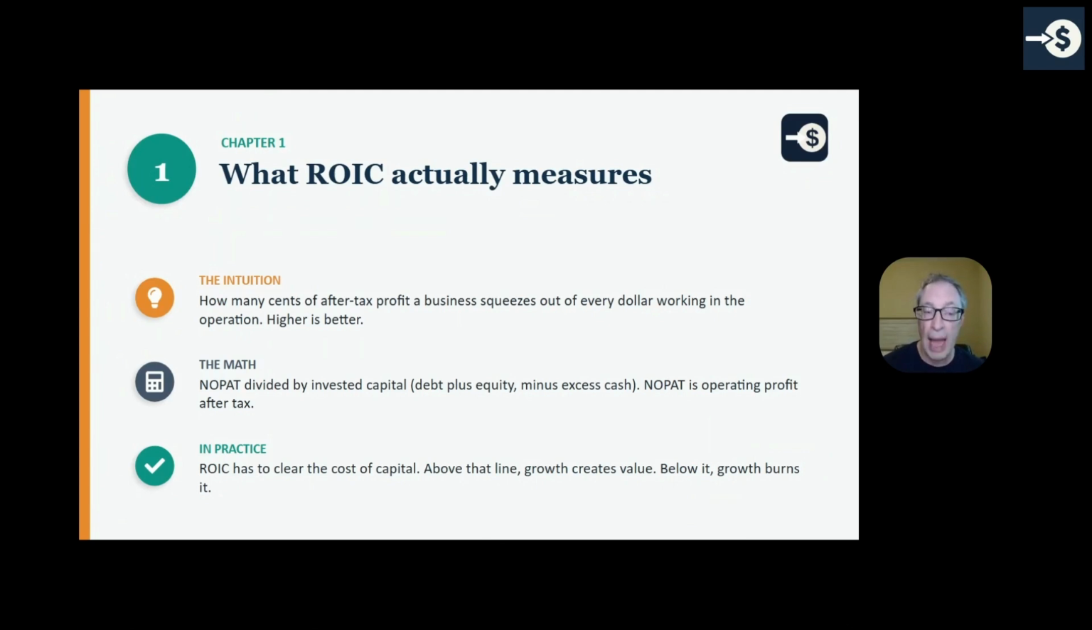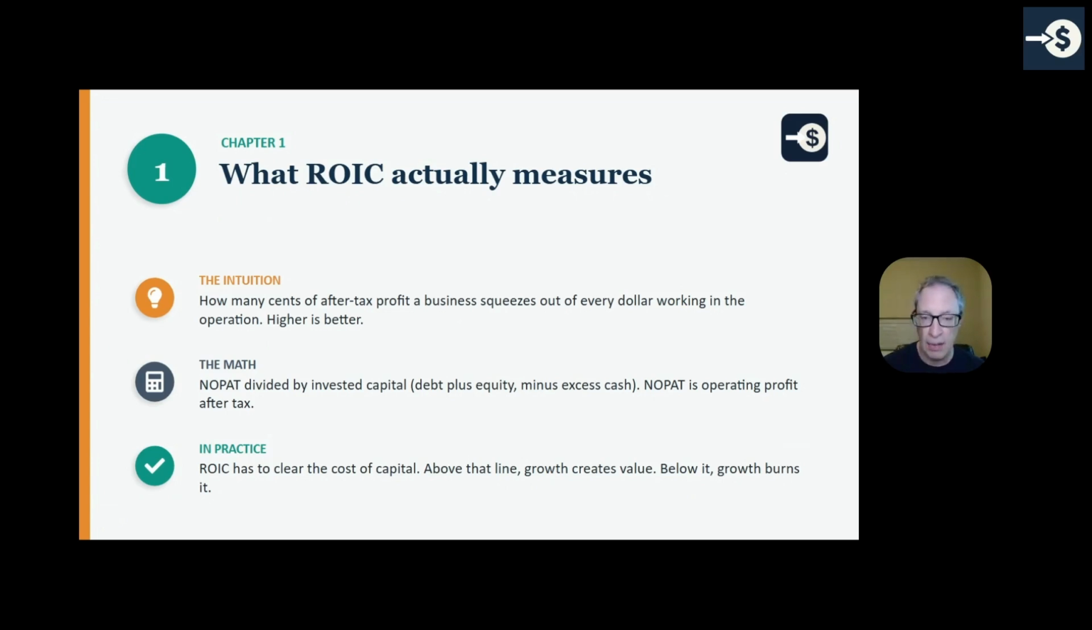ROIC has a bar it has to clear: the cost of capital, or WACC. For example, a 12% ROIC business with an 8% cost of capital creates value. A 6% ROIC business destroys it, even if the profits are rising. Why is this important for dividend investors? Businesses with high returns on capital can pay dividends without starving the engine. Low ROIC businesses cannot. If you're only going to learn one metric this year, make it ROIC.